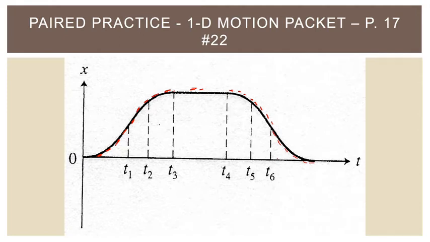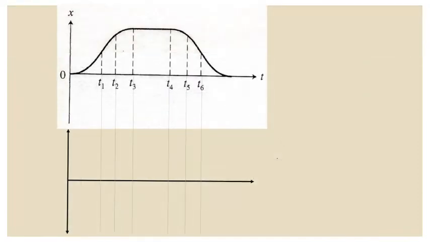So when the problem is annoying like this and there are so many segments, I suggest you do two things. The first thing I suggest is you copy the graph out of the packet and put it on your piece of paper. And the second thing I suggest is you take those lines that they give you for T1, T2, T3, and so on, and you extend them down to your velocity versus time graph. What I mean by that is you do something like this. You take a straight edge and you extend those lines down so you can give yourself a little bit of guidelines to make this easier for you.